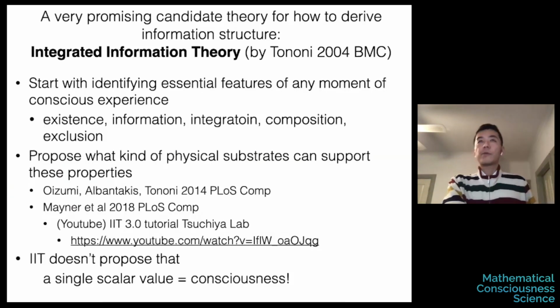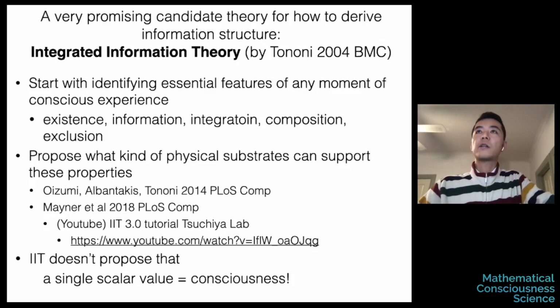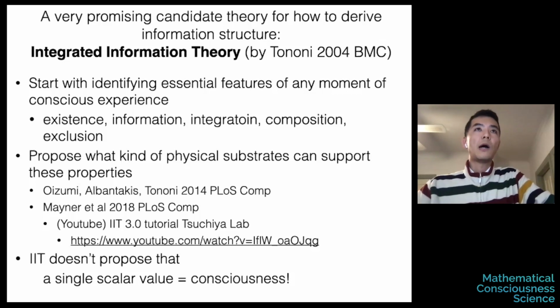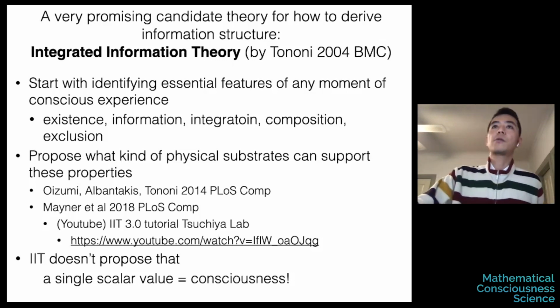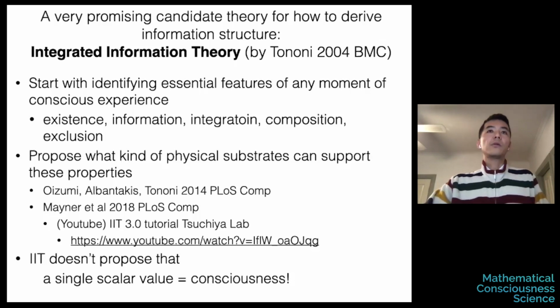One of the most promising candidate theories of how to derive information structure is arguably integrated information theory by Tononi. Integrated information theory, which I'll briefly explain in the next 5-10 minutes, starts with identifying essential features of any moment of conscious experience. The IIT paper calls these phenomenological axioms, a set of five axioms or fundamental properties of conscious experience: existence, information, integration, composition, and exclusion. I will not go into much detail for that in this talk. The theory then goes on to propose what kind of physical substrates can support these properties.